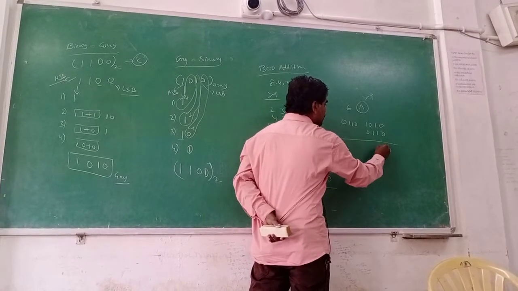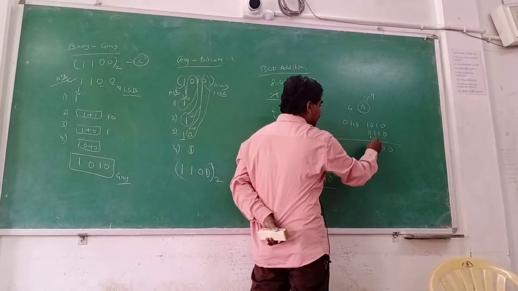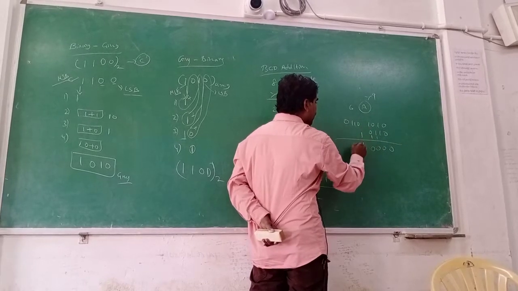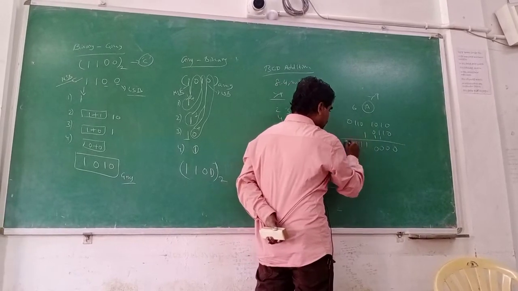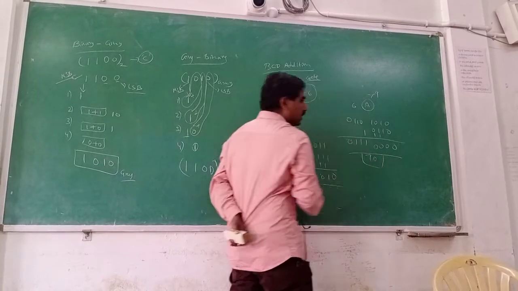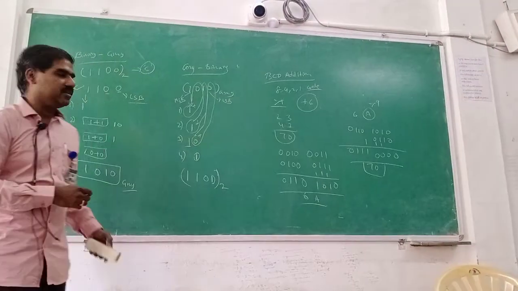1 plus 1, 0 with a carry 1. 1 plus 1, 0 with a carry 1. 1 plus 1, 0 with a carry 1. 1 0 plus 1 1. This is nothing but BCD addition.